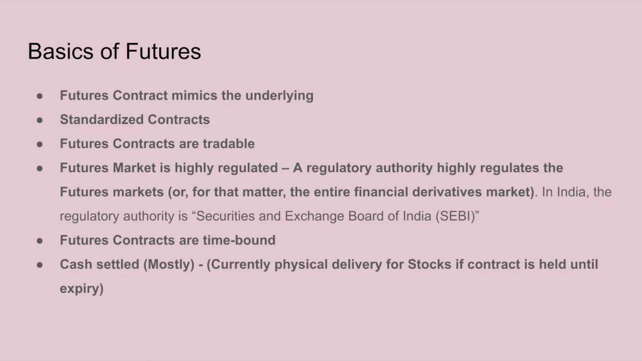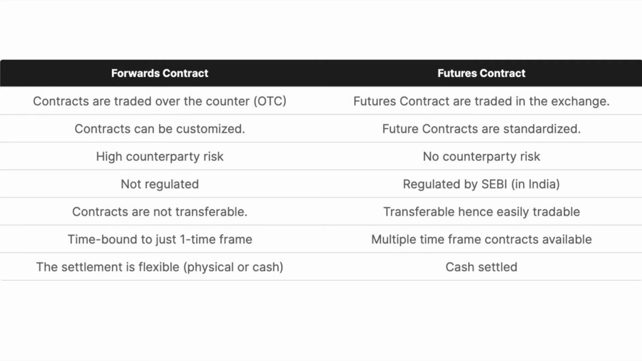Cash settled. Most of the futures contracts are cash settled. This means only the cash differential is paid out. There is no worry of moving the physical asset from one place to another. The cash settlement is overseen by the regulatory authority, ensuring total transparency in the cash settlement process. So to sum up the difference between the futures contract and the forwards contract, I will present a table to you. So you can save this for future reference.